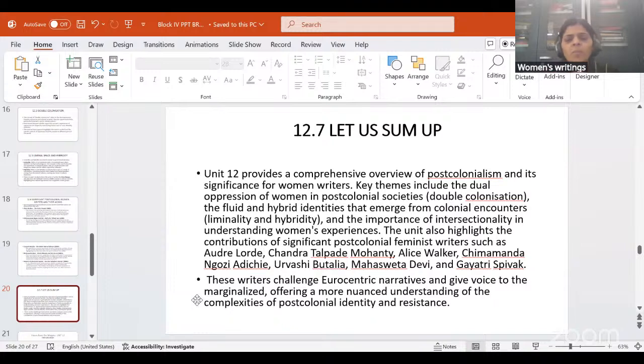These are a few famous writers of this era, where Unit 12 gave us a very clear idea about what exactly their works are and what their key themes are. All these things we have learned. So these writers challenge Eurocentric narratives and give voice to the marginalized, offering a more nuanced understanding of the complexities of post-colonial identity and resistance.